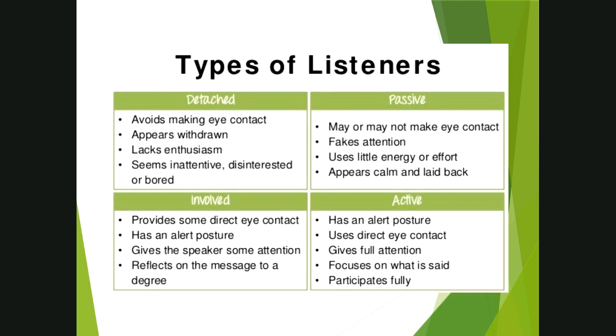So, types of listeners: there's detached, passive, involved, and active. Detached avoids making eye contact. Passive may or may not make eye contact. Involved provides direct eye contact, and active has an alert posture using direct eye contact. Just kind of being aware of the different characteristics of each.